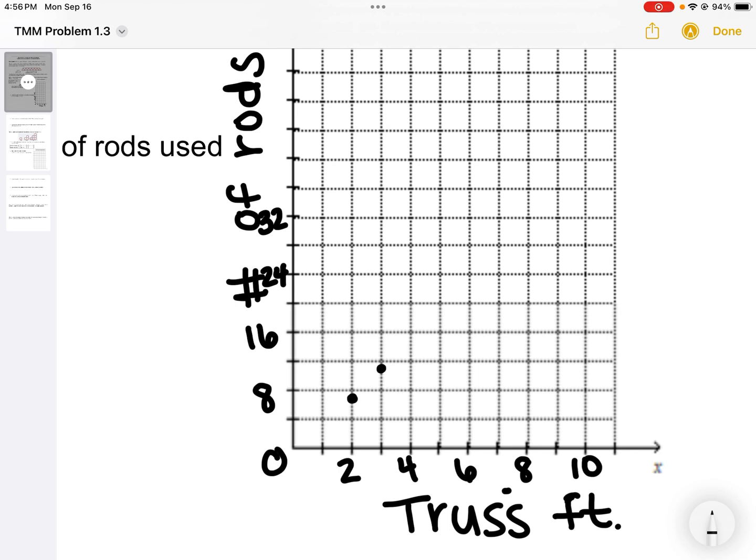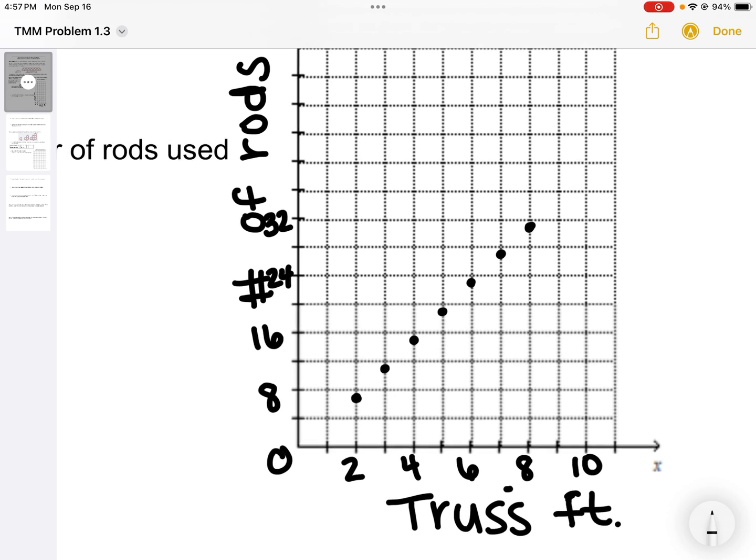And then I continue the pattern. I go over 4, I go up to 15, I go over 5, I go up to 19, 6, I go up to 23, go over 7, and I go up to 27. And the last one, I go over to 8, and then I go up to 31. So all of my dots are barely underneath where I've marked on my y-axis. And then I'm going to go ahead and connect them with a straight line.